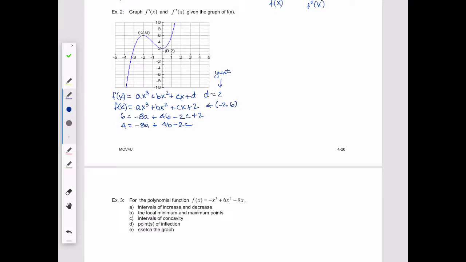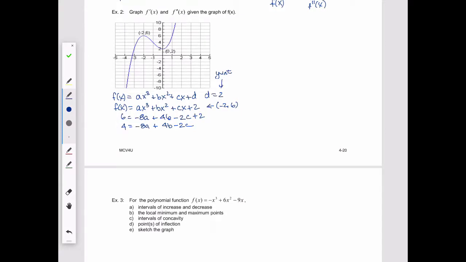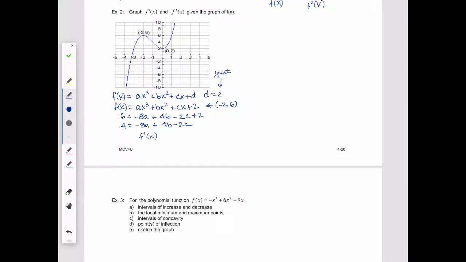So I still have too many variables to solve for, so we've got to do something different. What I'm going to do is take the first derivative of the function. So when I take the first derivative, I get 3ax squared plus 2bx plus c. And I know that f prime of x is equal to 0 when x is equal to 0. That's my first critical point. We can actually see from the graph, so 0 and 2 is my critical point. I know there's another one at negative 2, so I'm going to just deal with this one first.